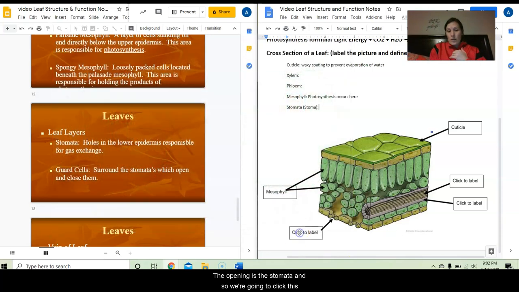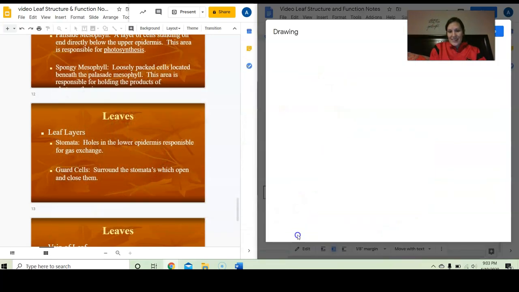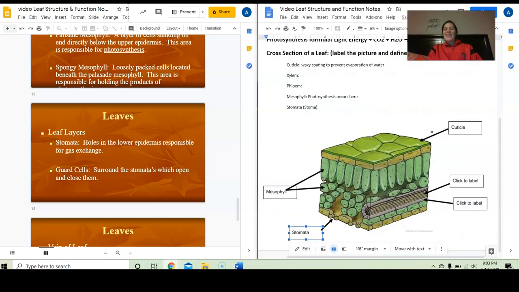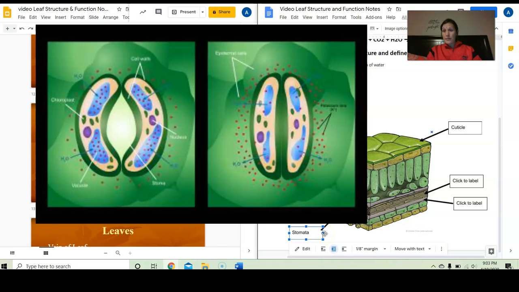And so we're going to click this and label your stomata. All right. Can't spell today. The stomata is where we're going to breathe. Okay, so when it's open like this is when we can do gas exchange, where CO2 can come into my spongy mesophyll, into my leaf, and oxygen can leave my leaf. So as long as those guard cells are in this shape, okay, they have to be kind of curved, then your stomata is open.